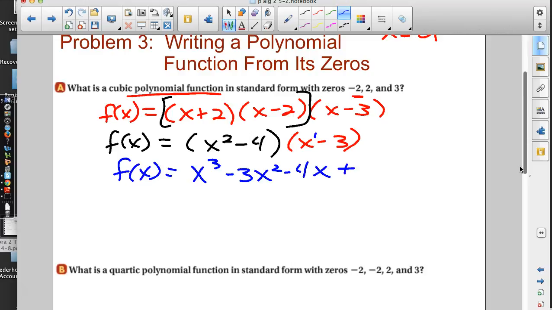Last time's last, plus 12. We just developed a polynomial. We wrote one. And more than that, we can guarantee that this is going to cross at -2, 2, and 3. And whoever asked us for this, it might be in architecture.